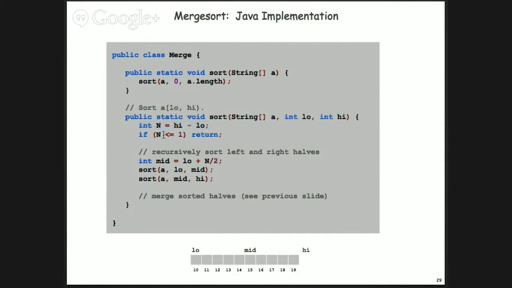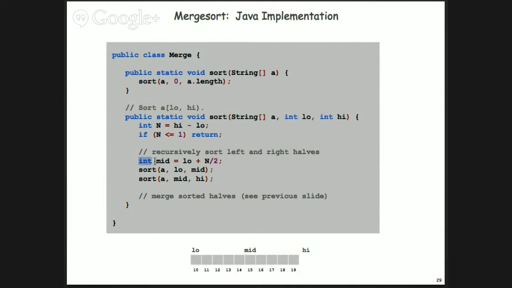And then it says, if N is less than or equal to 1, just return. If I'm asked to sort an empty part of the array, where low is equal to high, or a 1-element array, where high is 1 more than low, so that N is equal to 1, I don't have to do anything. The empty array and the one element array is always sorted. So then this merge sort routine can simply return.